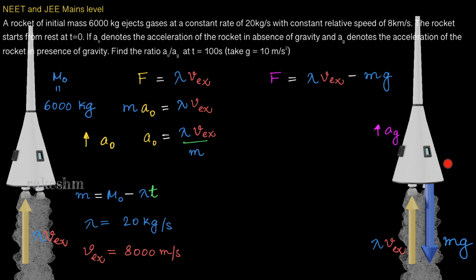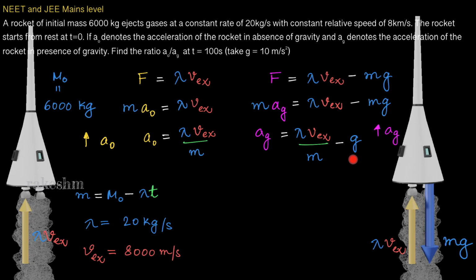In the second case where gravity is present, we can write the net force on this rocket as lambda Vx minus mg. So I'm writing the net force equals lambda into Vx minus m into g. So we can write this as m into Ag equals lambda V exhaust minus small m into g. We will take the small m to the RHS and we'll get Ag equals lambda V exhaust by m minus G.